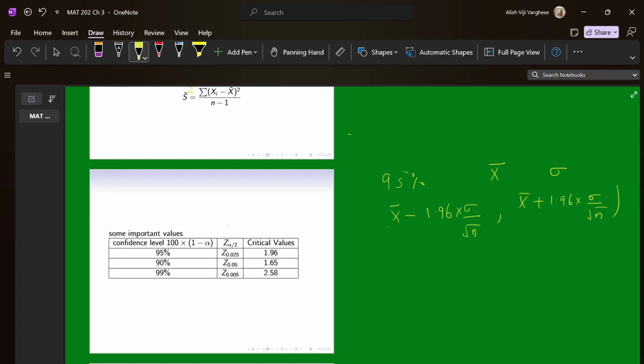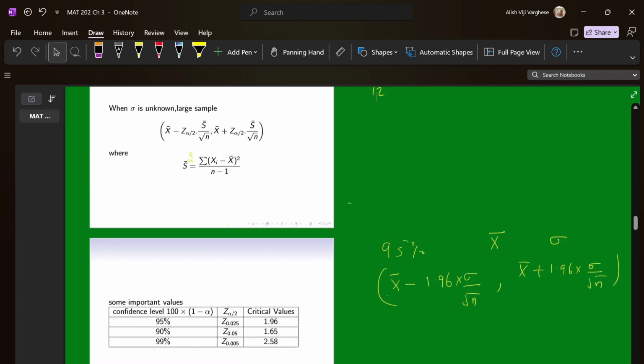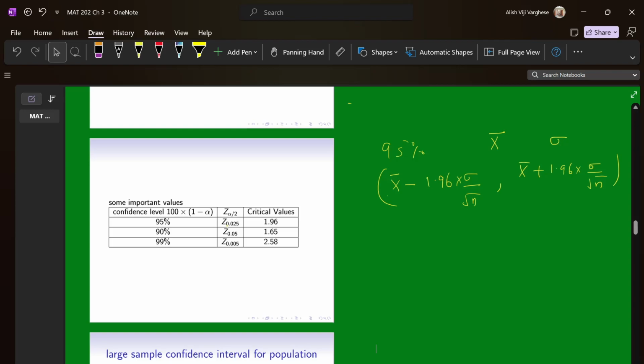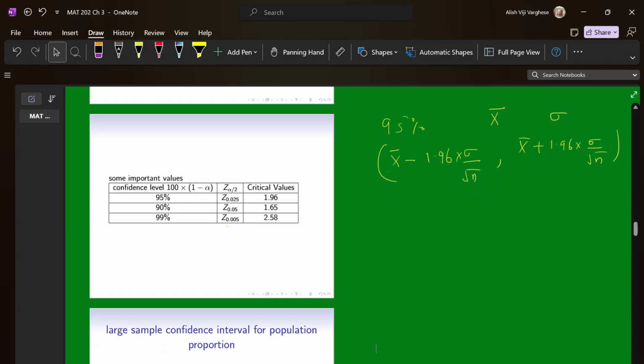This will be the 95% confidence interval. So if you're looking for a 99% confidence interval, this value of 1.96 is replaced with 2.58. So that is how we obtain confidence intervals for the population mean. So with the 95% confidence, we can say that the population mean belongs to this particular interval, x bar minus 1.96 into sigma by root n, x bar plus 1.96 into sigma by root n.